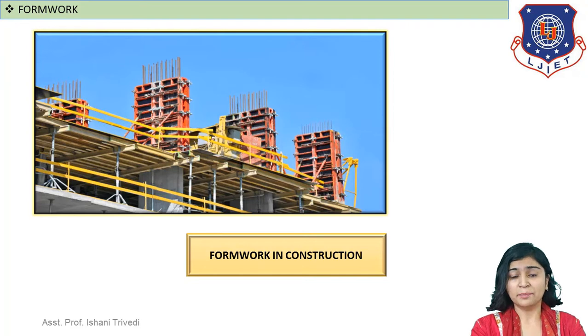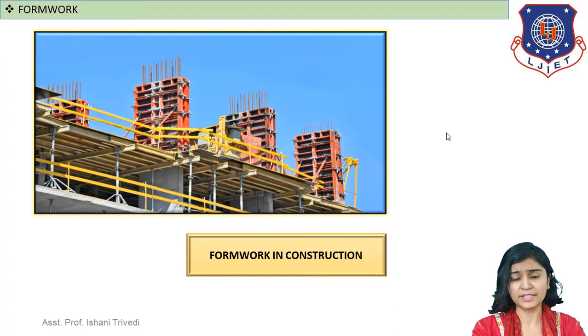The temporary structure you can see in the picture is made of various materials used as formwork. Let me define formwork first in a very simple manner. It is a temporary structure. Why temporary? Because once the concrete is poured into it and the desired shape and dimension are achieved, you remove it and reuse it for other, similar members. So it is a temporary structure built for placing fresh concrete mix.